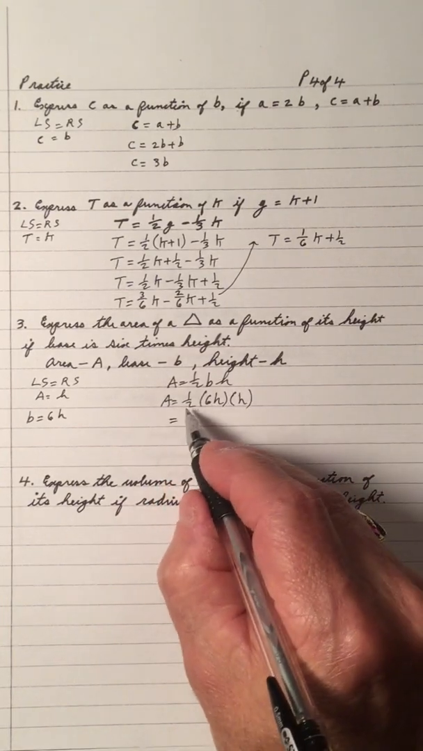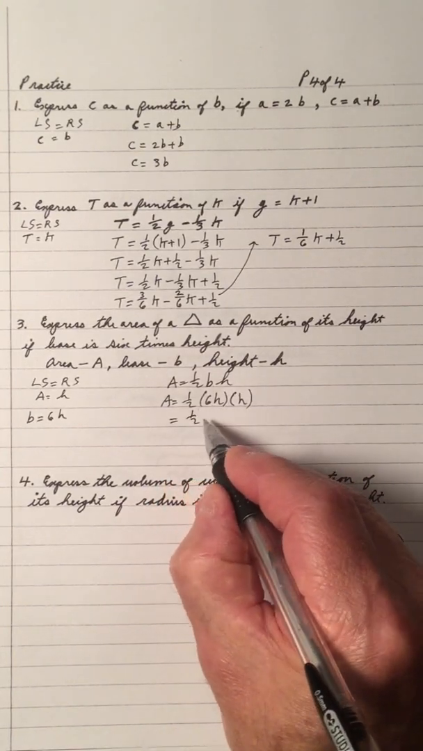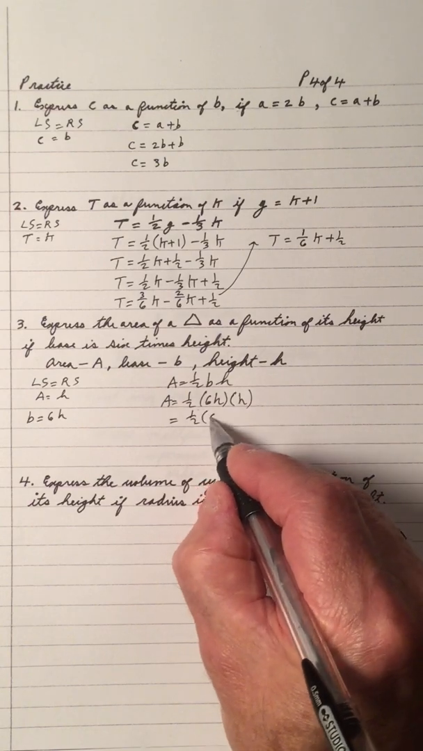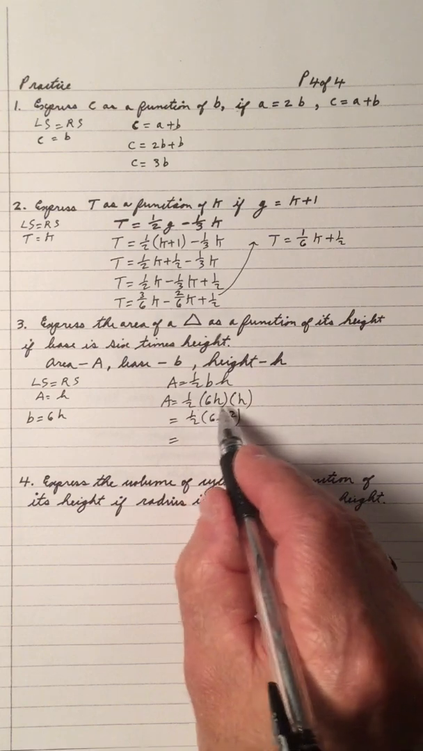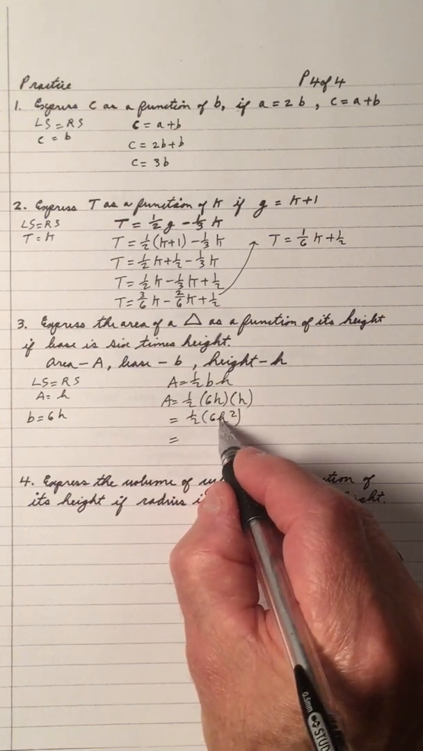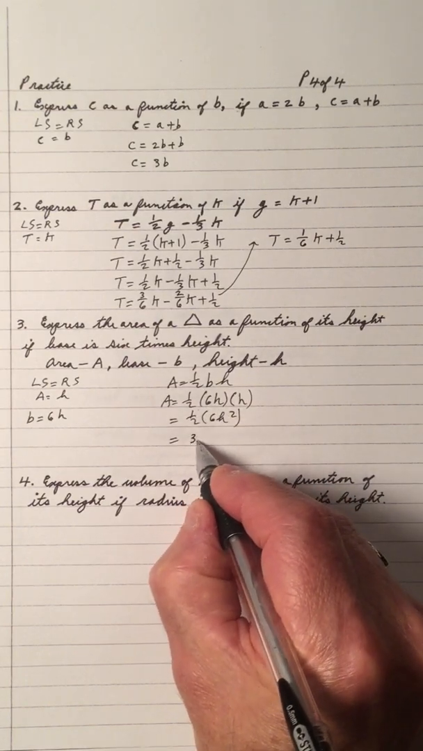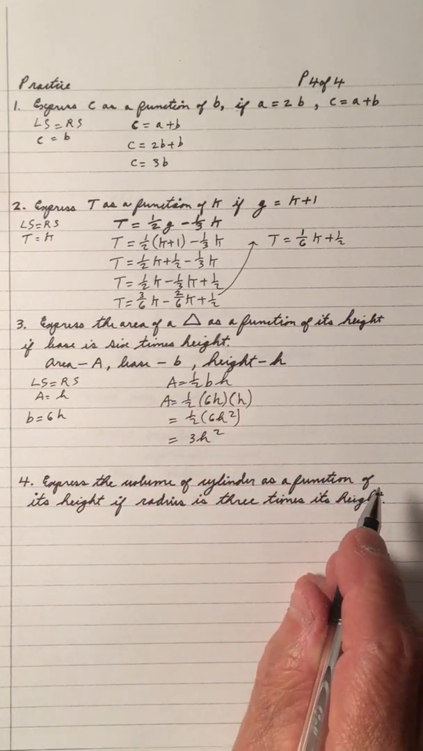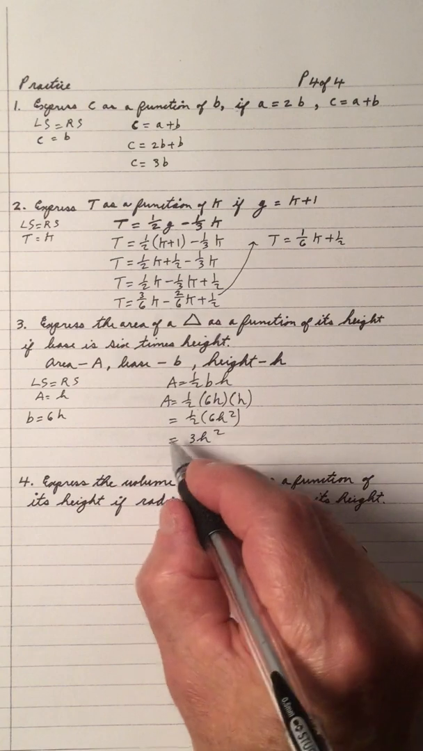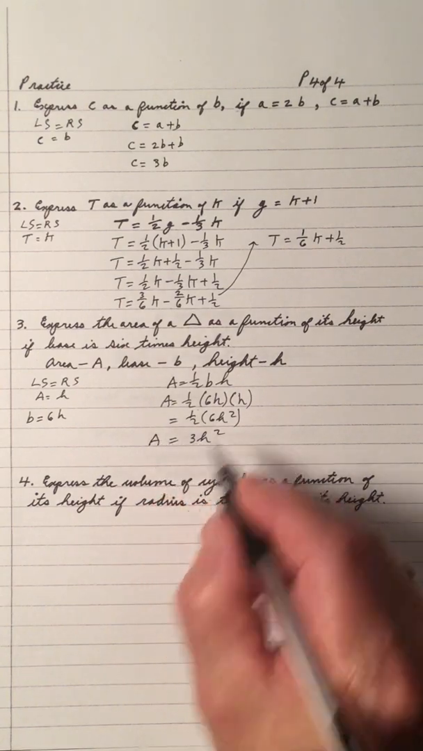So I can multiply 6H times H to get 6H squared. So I got those two multiplied. Now I do a half of that product. So half of 6 is 3. So the area is 3h squared. So that means the area is a function of h.